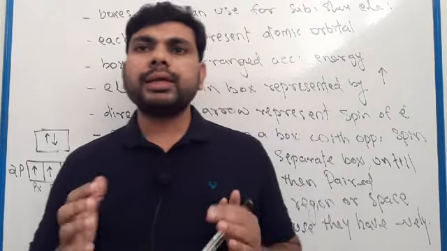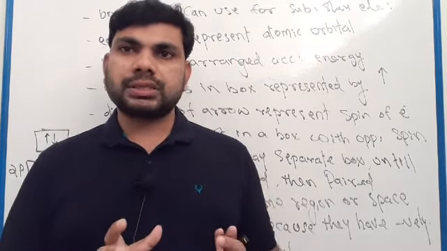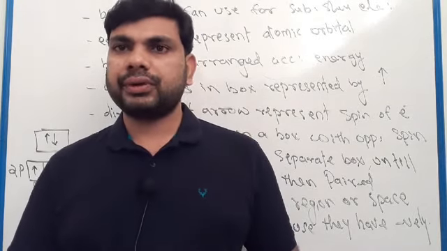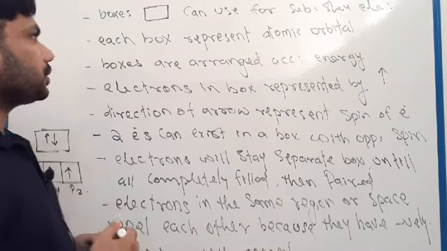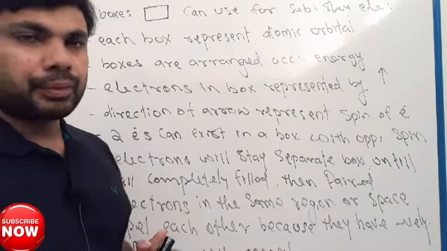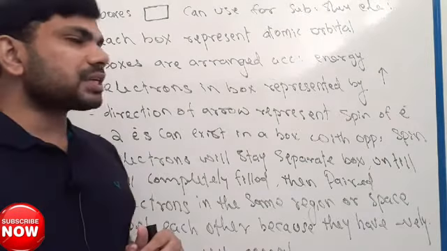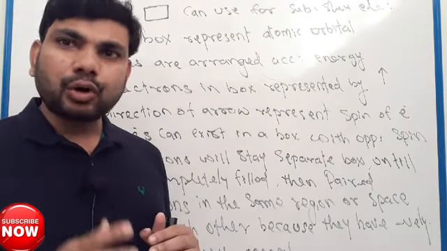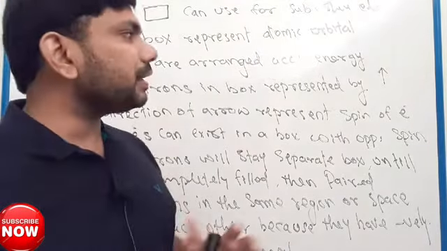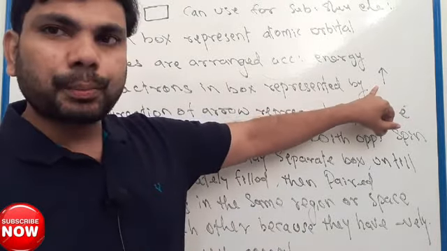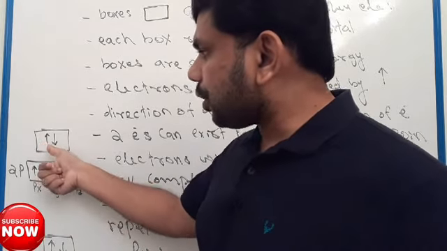Clear? So we discussed electronic configuration and subshell electronic configuration. We can use boxes to represent orbitals. We can use this type of box for subshell electronic configuration. Each box represents an atomic orbital. Each box can accommodate a maximum of 2 electrons. These electrons can be represented using arrow marks. Here in this box there are 2 arrow marks.